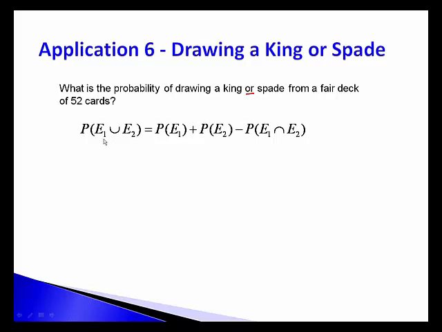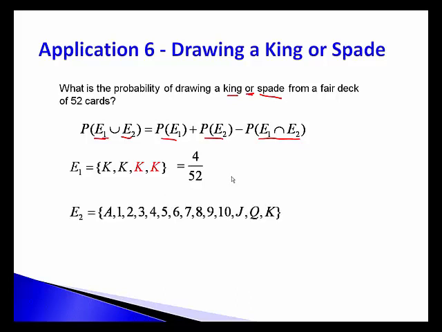If you want the probability of this event or this event, which is what we have right here, then you need to calculate the probability of the first one, right here, plus the probability of the second one, minus the probability of their intersection. Let's look at what this would mean. First of all, I want to know the probability of drawing a king. Well, there are 4 of them, so first one is going to be 4 out of 52. What's the probability of drawing a spade? Well, there are 13 of them, remember, so it would be 13 out of 52.